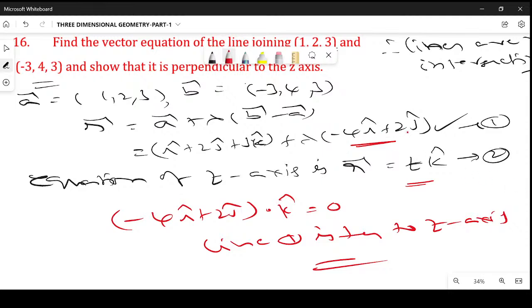Because this is the vector parallel to the line, apply dot k cap. It will be 0, right? Minus 4 i cap plus 2 j cap dot k cap is always 0. So line 1 is perpendicular to the z-axis.